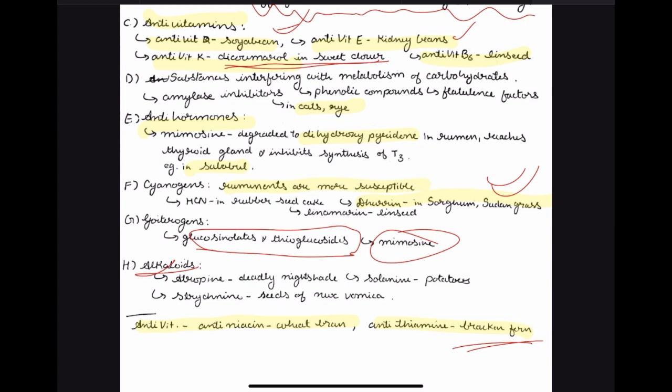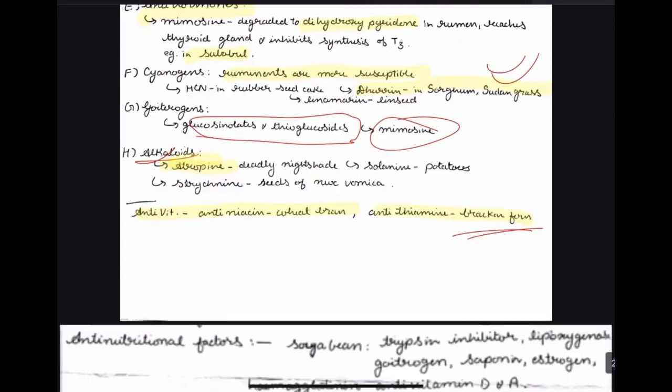At last, we have the alkaloids, which include atropine from Atropa belladonna, which is also called deadly nightshade. We have strychnine from the seeds of Nux vomica, and solanine from potato. Out of these, atropine is the most important one. Okay, so this is all about the examples of the anti-nutritional factor.